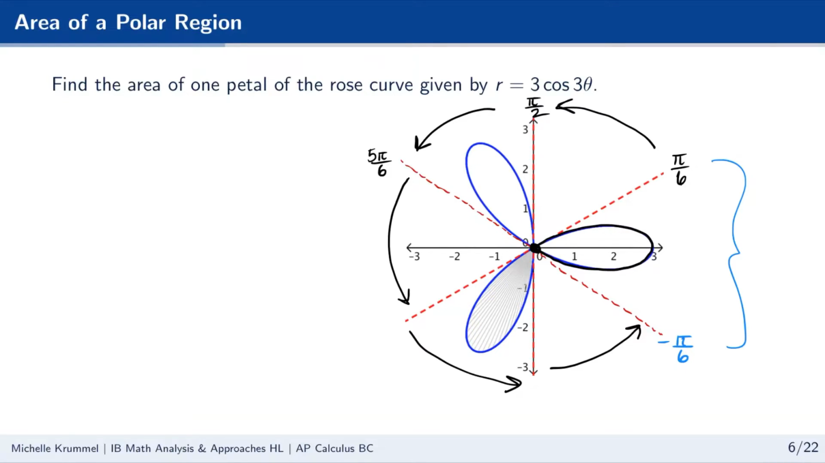Now, why on earth would you want to go from negative pi over 6 to pi over 6 when you could just go from pi over 6 to pi over 2? So here's my thinking about that. If I go from negative pi over 6 to positive pi over 6, I may be able to use one of our properties of integration that says if you integrate something from negative a to a, and it's an odd function, you're just going to get 0.